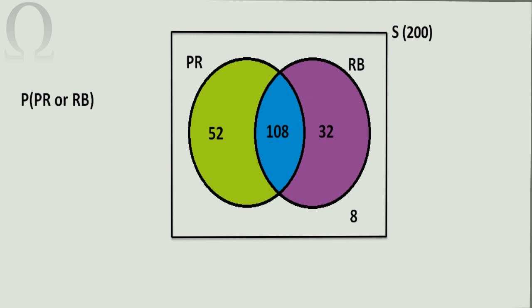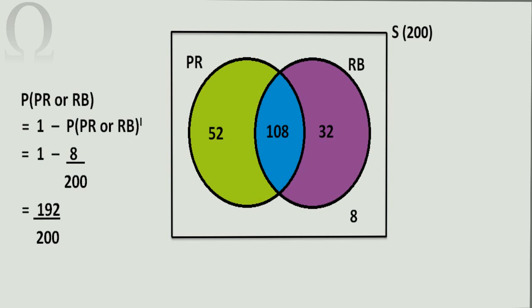Since probability is expressed as a value between 0 and 1, where 1 means that an event is certain to happen, we can say that the probability of an event happening equals 1 minus the probability of the event not happening. Thus, the probability of a teenager liking either pop rock or R&B music equals 1 minus the probability that the teenager likes neither type of music. The probability that a teenager likes neither type of music is 8 over 200. Thus, the probability of a teenager liking either pop rock or R&B is 192 over 200.